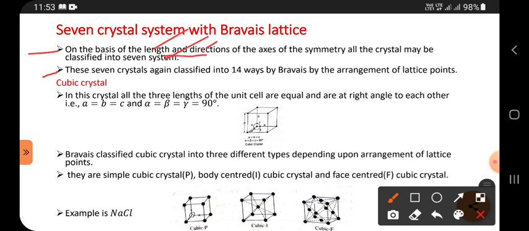But the scientist Bravais arranged lattice points in the middle, and the face, and at the bottom. By doing this process, he converted the seven crystal systems into 14 crystal systems. Those 14 crystal systems I am going to explain in detail in this video. So that is why you must watch this video till the end.